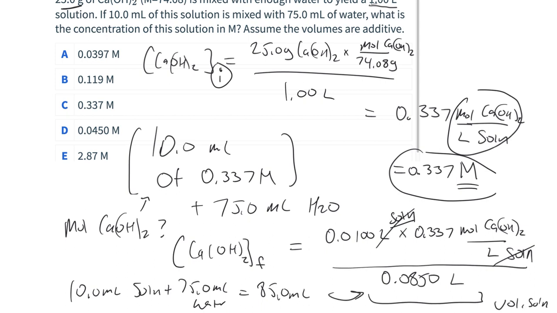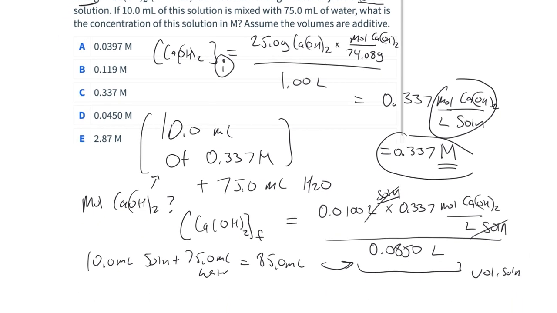So we're just expressing 85 milliliters in liters, so we can express that in moles per liter. I'm going to take my molarity from the previous step times 0.01 liters and then divide by 0.085 liters. This gives me an answer of 0.0397 capital M, or moles of calcium hydroxide per liter of that final solution. So it ended up being answer A.